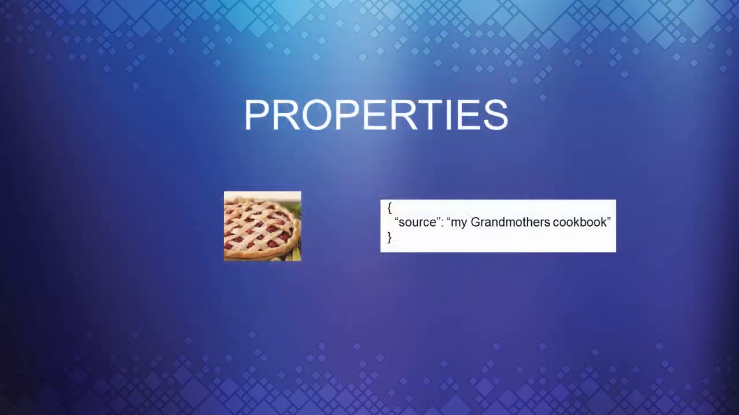Properties are additional metadata that you can store about a document, but that metadata is not contained in the document itself. So for example, maybe I have some sort of annotation about the source of a recipe, such as my grandmother's cookbook. I could choose to store that in a separate document related to my cherry pie recipe, and that separate document is what we refer to as the properties fragment.